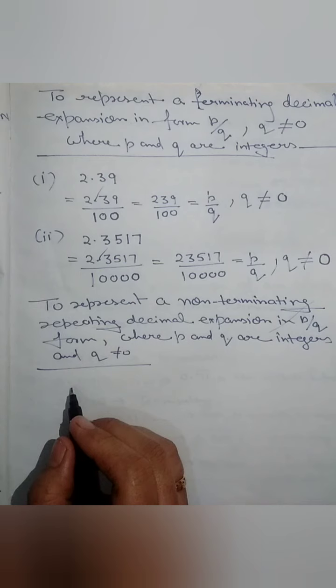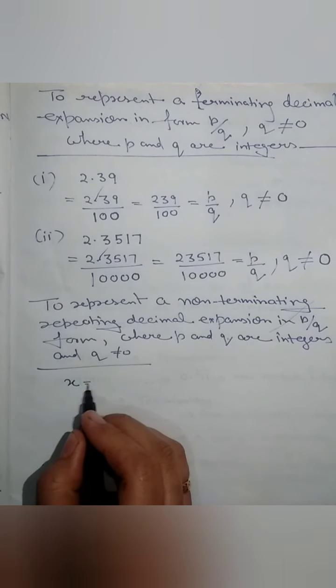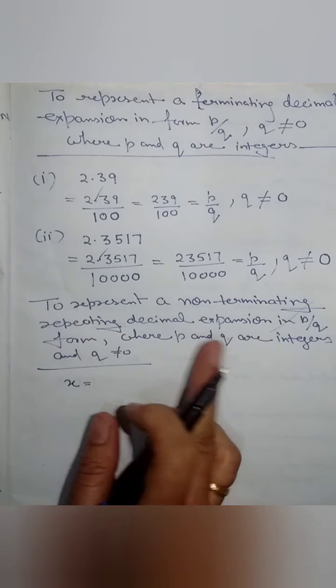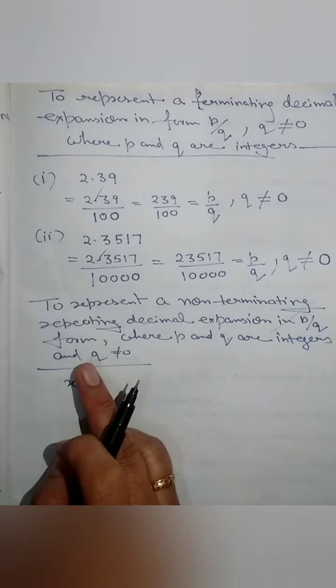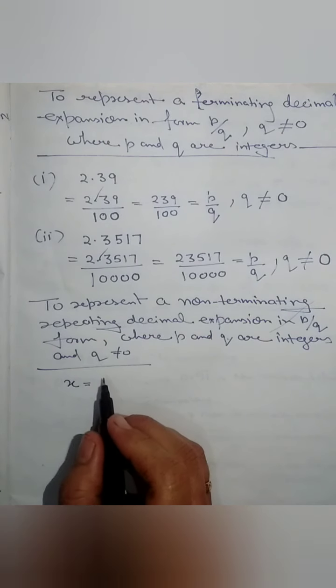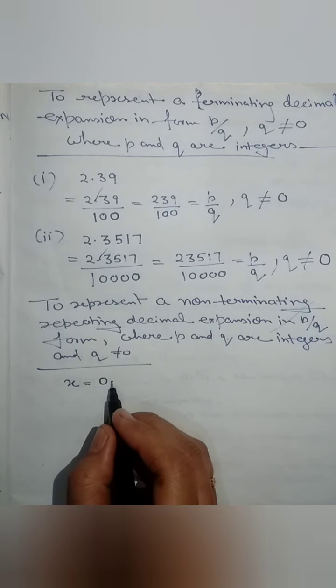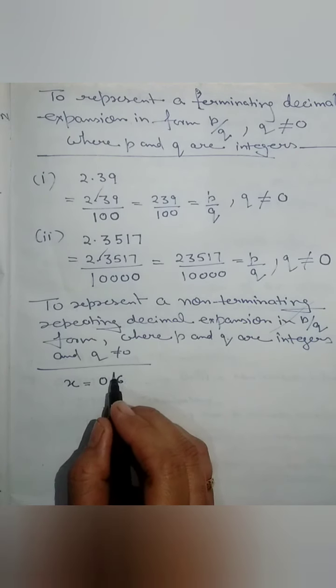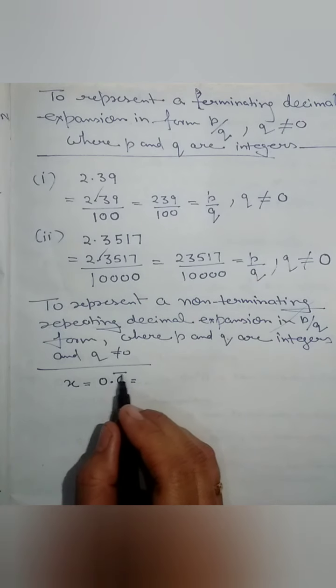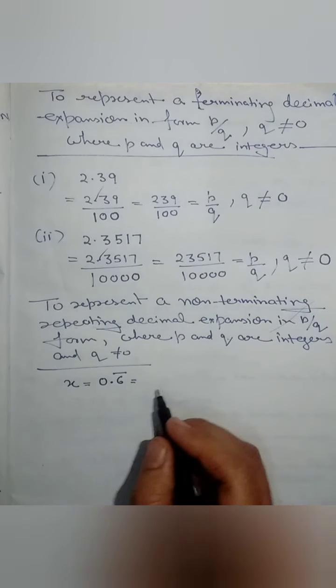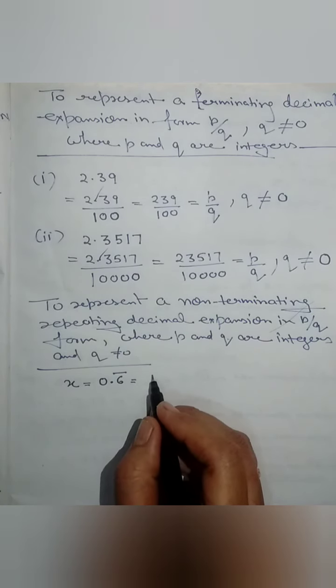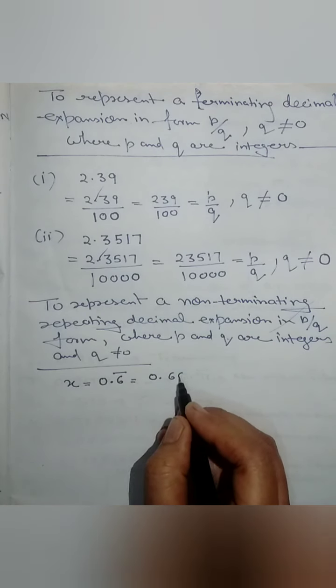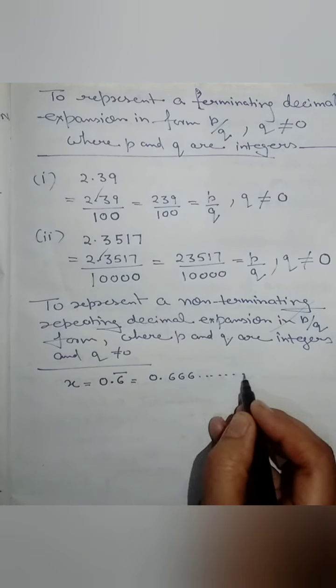How to represent a non-terminating repeating decimal expansion in P upon Q form. Suppose there is a non-terminating repeating decimal expansion 0.6 bar. As we know, this bar means that 6 is repeating a finite number of times, so we can write it 0.666, and so on.